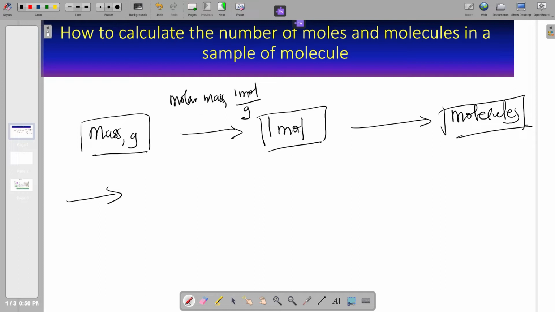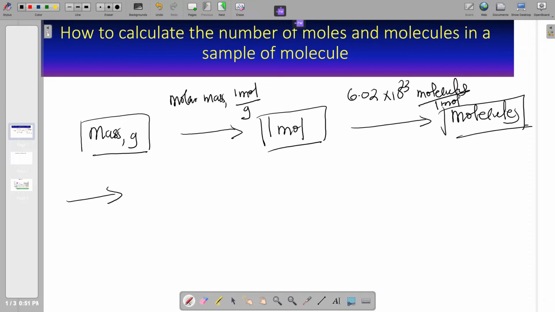Now, once you have moles, what else do you need to do to get to molecules? To go from moles to molecules, you need Avogadro's number. You have to recall that 1 mole of any substance contains Avogadro's number. So I'll write 6.02 times 10 to the power 23 molecules for 1 mole. Once we have our moles, we just multiply our moles by Avogadro's number of molecules per mole. So the moles cancel out and we just have our molecules.